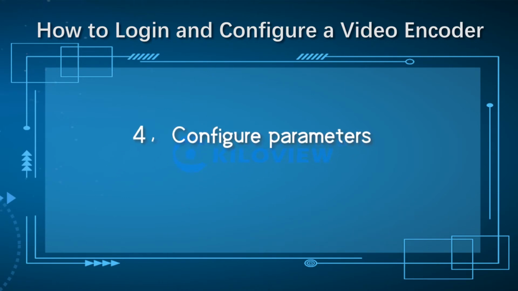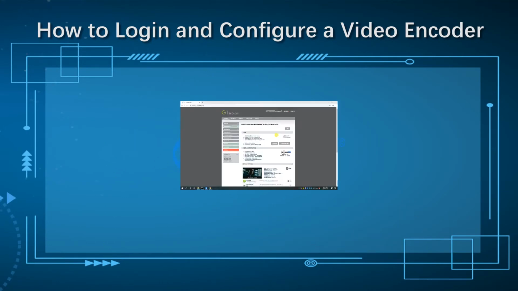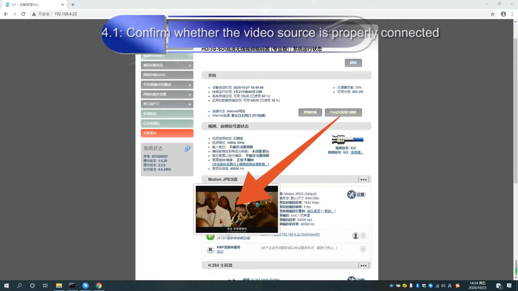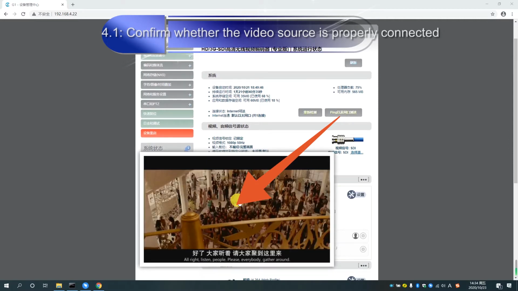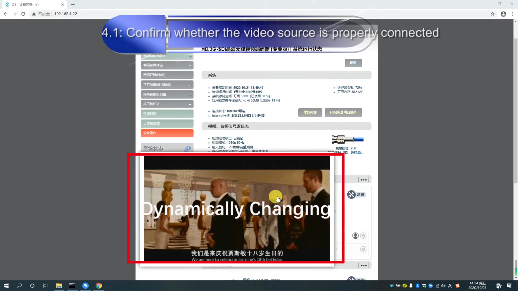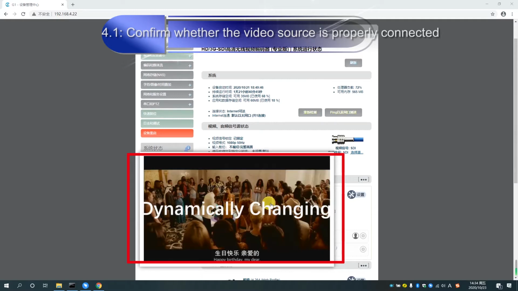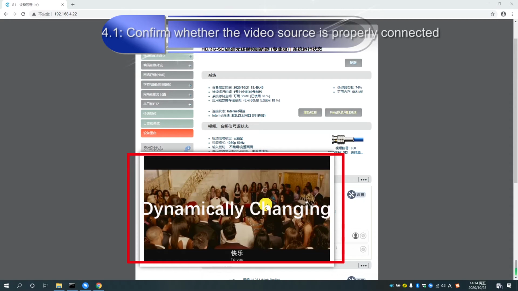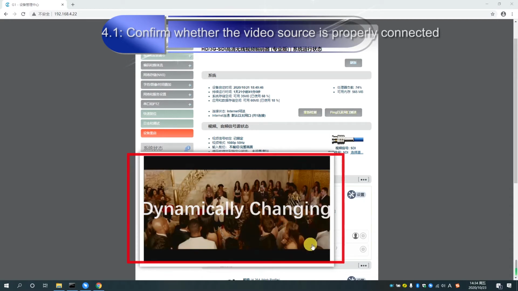4. Configure parameters. 4.1. Check whether the video source is properly connected. Check the preview image in the motion JPEG stream. If the image is dynamically changing frame by frame, it means the video is fine. If it shows a blue screen or still image, please check the interface and the video source.